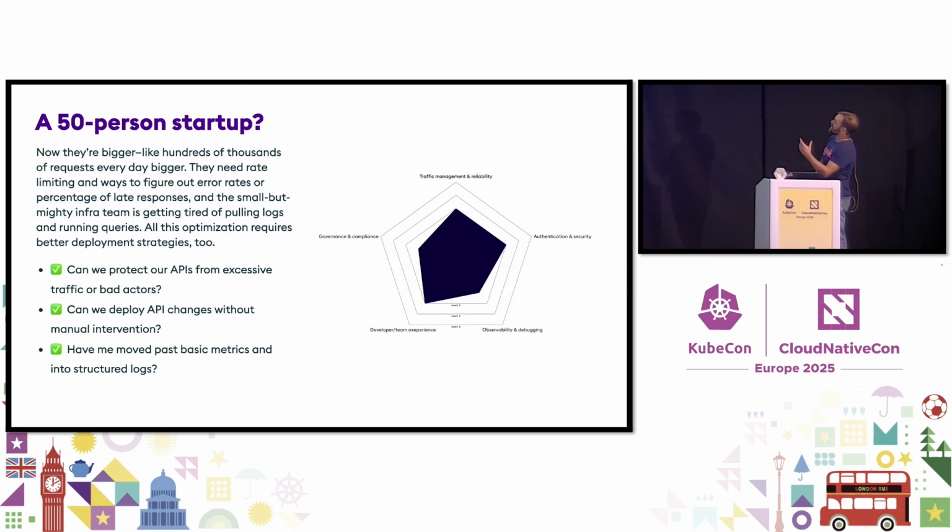Like they're getting late responses or error rates, and they're still trying to figure out what's going on with those. So you can probably guess that they might want to mature a little bit more in observability as they move forward. Another thing that's important to mention here is that in this scenario, I'm imagining that there's more than one team using an API gateway at this point.